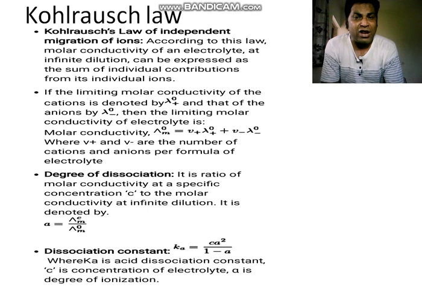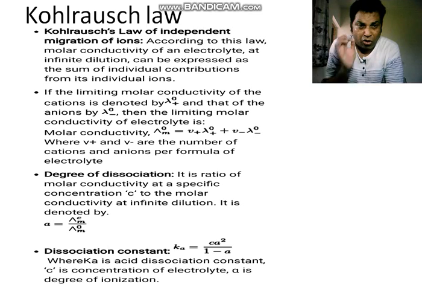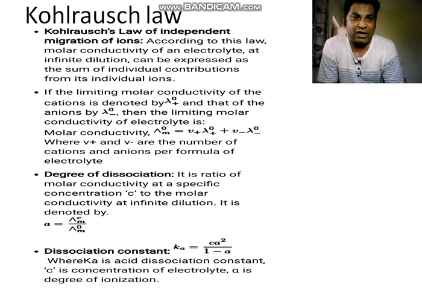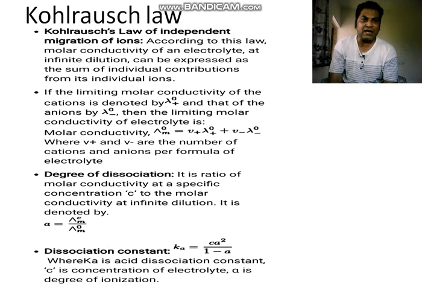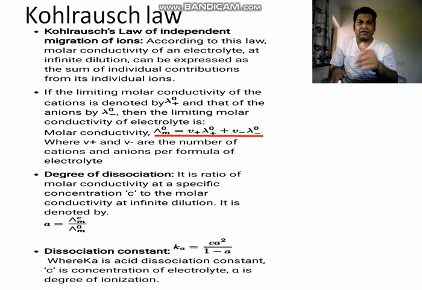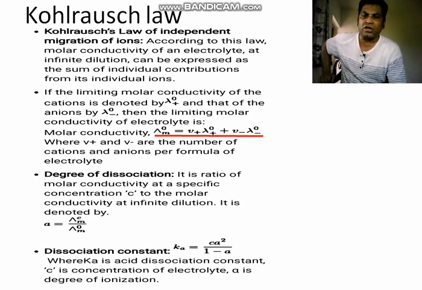According to this law, molar conductivity of an electrolyte at infinite dilution can be expressed as the sum of individual contributions of the individual ions, that is lambda positive and lambda negative. These are known as the individual contributions of the positive ion and negative ion, and if we add both, then we will get the new answer. That answer is actually the molar conductivity. So this is the molar conductivity, positive and negative added together, and we will get the molar conductivity idea.